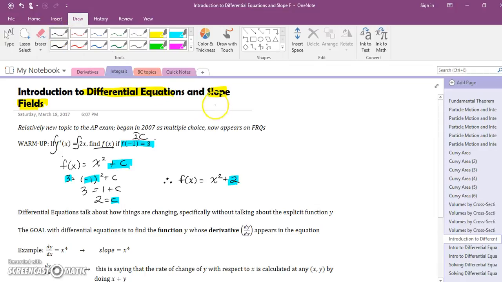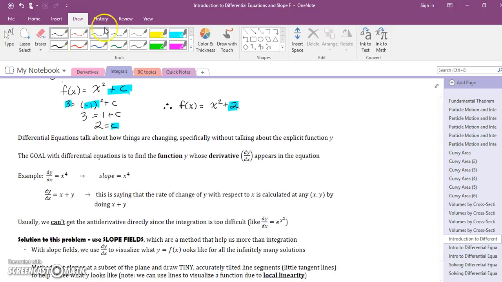Whenever we're going to learn this topic, we'll do slope fields first, and then we'll solve differential equations second. So in general, differential equations talk about how things are changing, specifically without talking about an explicit function y. A differential equation is always going to have dy dx equals something. And it's not going to say what y equals, it's what the derivative equals.